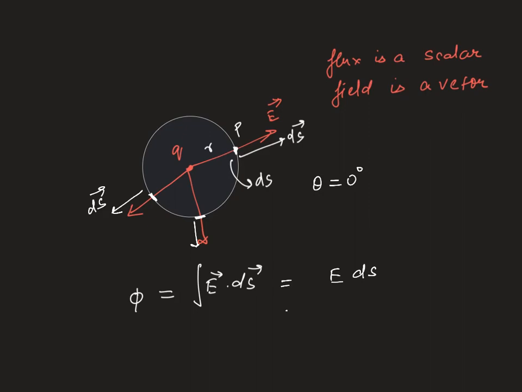And what is the value of E? And then we'll integrate it, obviously. The value of E here is q upon 4 pi epsilon naught r squared. And what is the total area? Because we are integrating, the total area is 4 pi r squared, and 4 pi r squared and 4 pi r squared get cancelled out, and the flux becomes equal to q by epsilon naught.